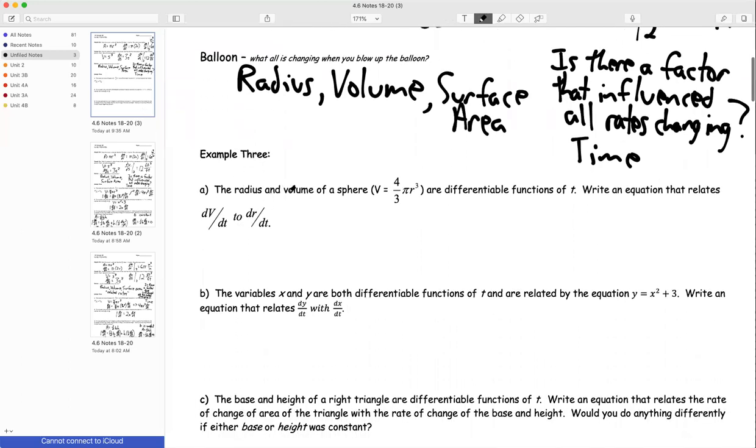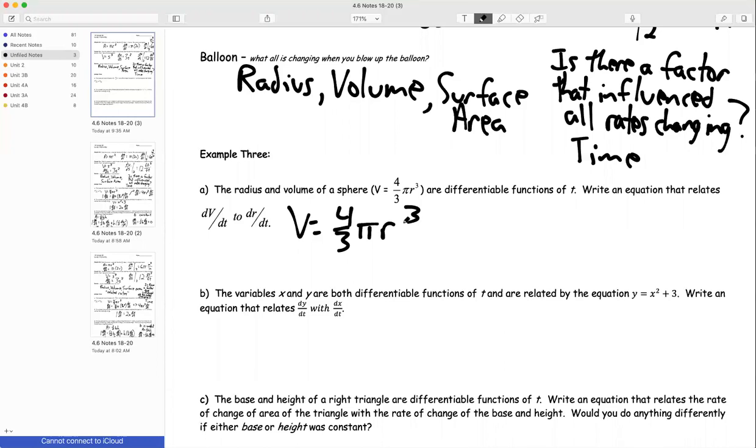It says the radius and the volume of a sphere, I should have asked Zach if he knew that one, right? Are differentiable functions of time. Write an equation that relates dV/dt to dr/dt. So I have volume equals 4/3 pi r cubed. And I'm going to take the derivative of this with respect to time.